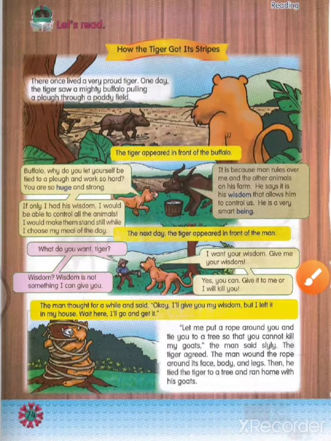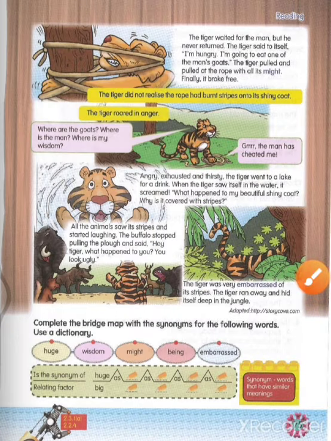So the first one is this. In this one, start with the tiger, so mighty buffalo. That's the first one. And then the second one is this, the tiger appeared in front of the man. The third one is this. The tiger waited for the man, but he never returned. Until there only, okay?